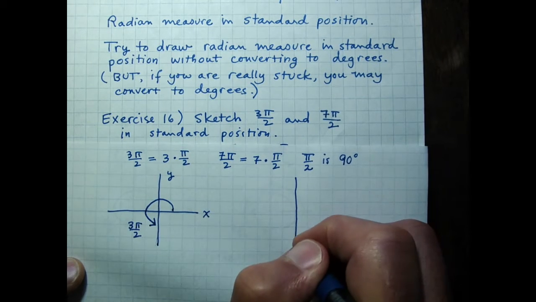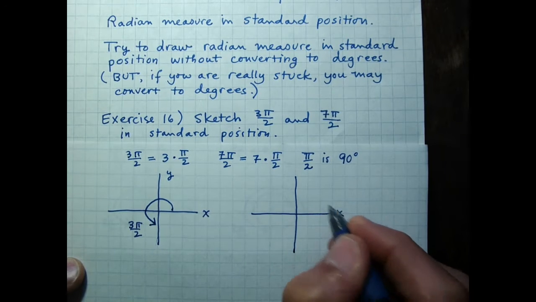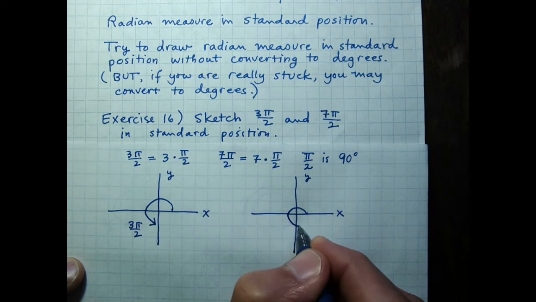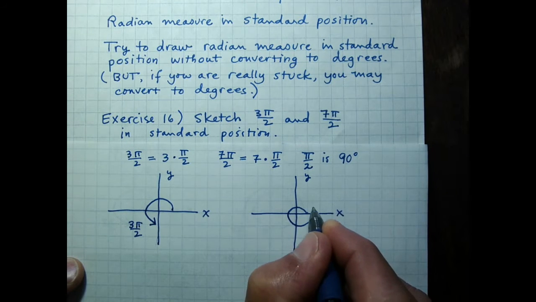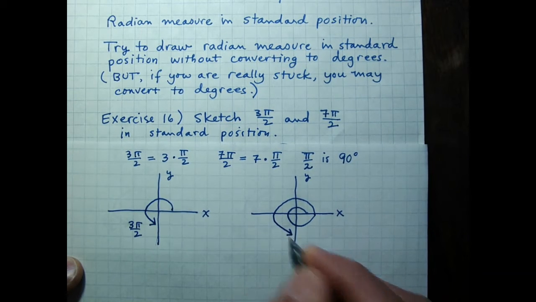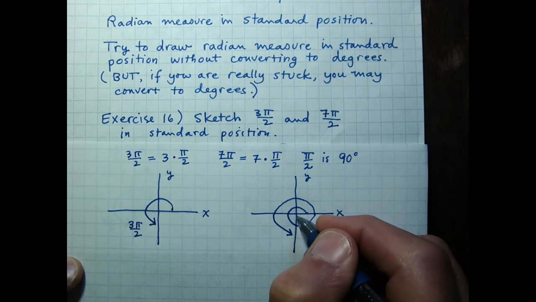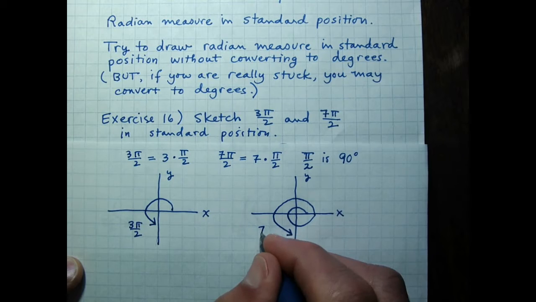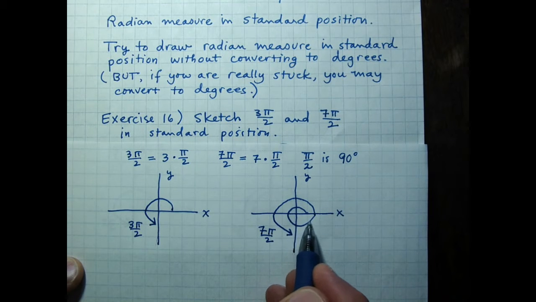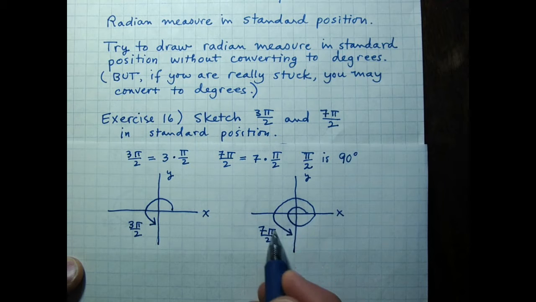7 pi over 2, let's draw that separately. Let's see, we're going to go 1, 2, 3, 4, that's already full circle. 5, 6, 7 copies of pi over 2 leaves me at the same terminal side as 3 pi over 2. So these are two totally different angles, they just happen to have the same terminal side. 7 pi over 2 means we've done a full rotation all the way around and then gone 3/4 of the way around again. So there's 7 pi over 2.